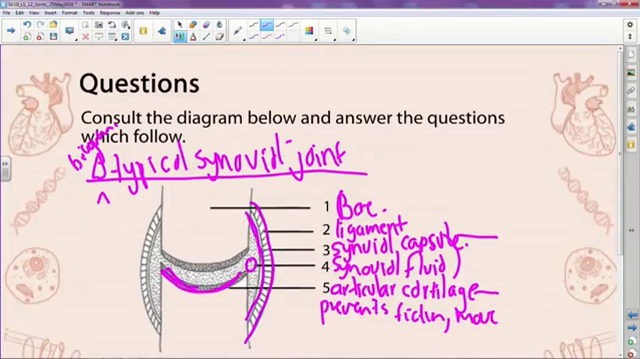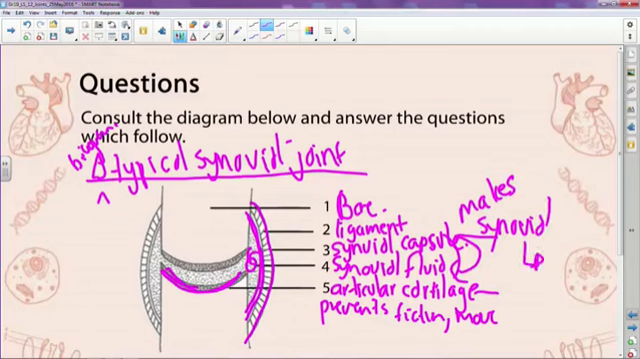What is number 3? The 3 is the synovial capsule. And the synovial capsule actually makes synovial fluid. So the capsule makes synovial fluid. And what is the function of the synovial fluid? It's the lubrication of the joint. So for the first question, a nice, plain, straightforward question, the diagram was quite easy, nice to see.